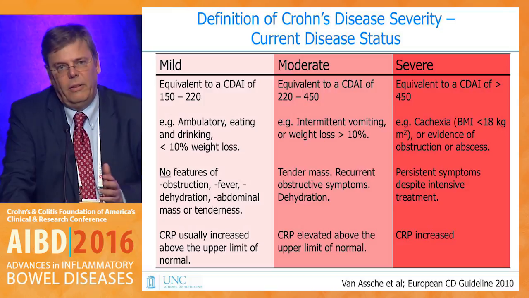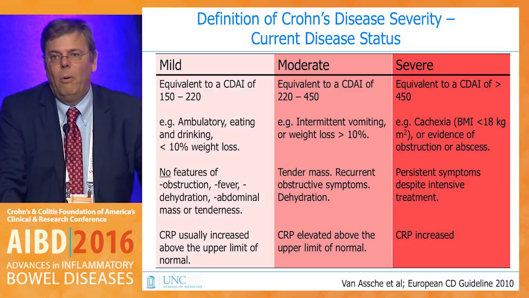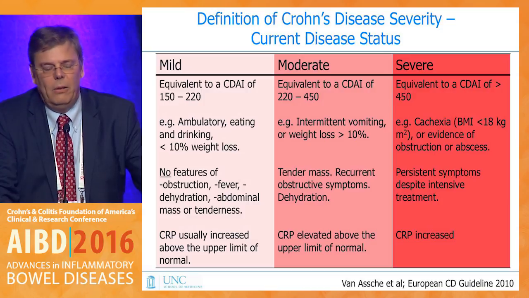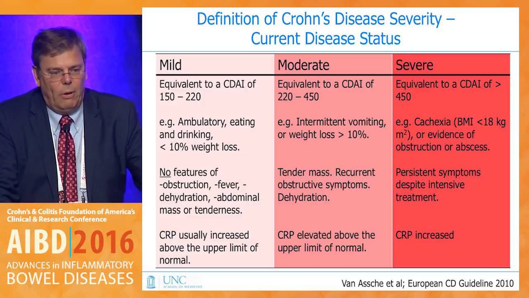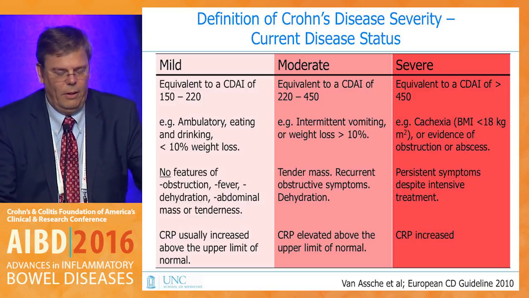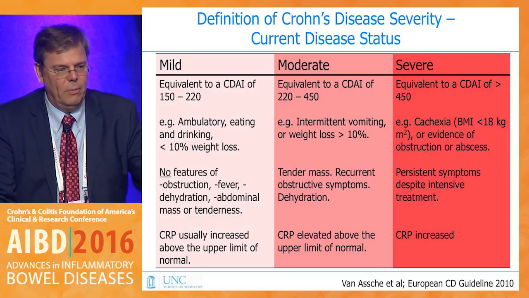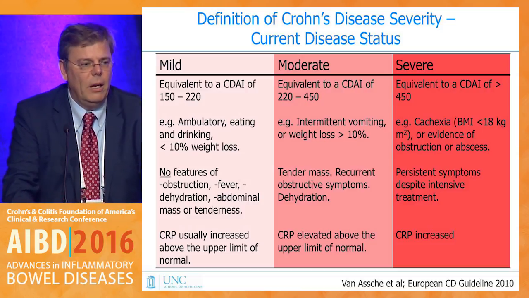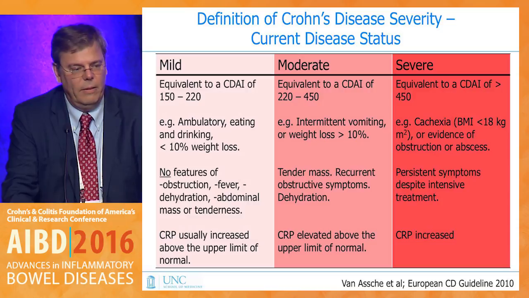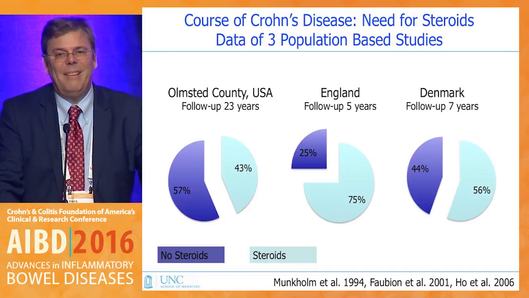And then there's severe Crohn's disease, which we all know. You are cachectic, you have significant weight loss, 20 to 30%. You have an obstruction or an abscess. You have persistent symptoms despite intensive therapy. And the CRP is always increased in this patient. So that is how we assess current disease status, but not future and not past disease status. You can look at the past as well.